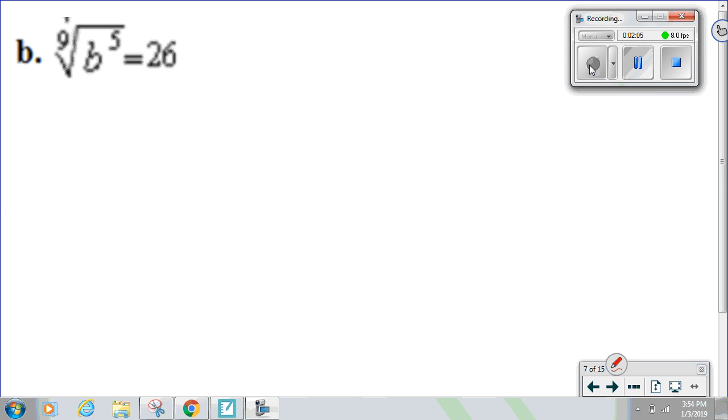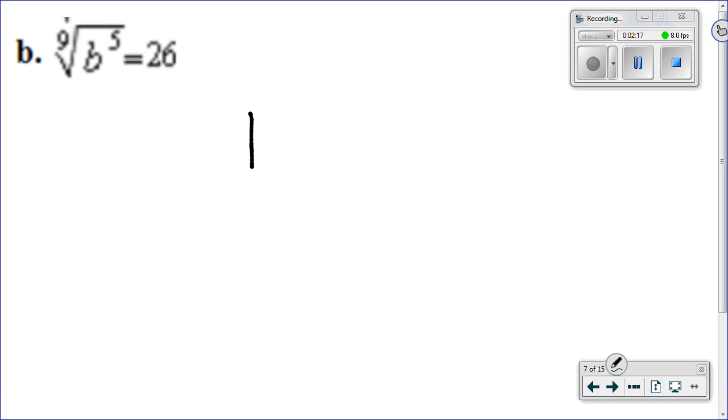All right, let's take a look at another one. Now here we have the 9th root of b to the 5th power. Again, based on what we know about rational exponents, this is the same as b to the 5/9 power, right? So we have the 9th root of b to the 5th power, all right? And that equals 26.